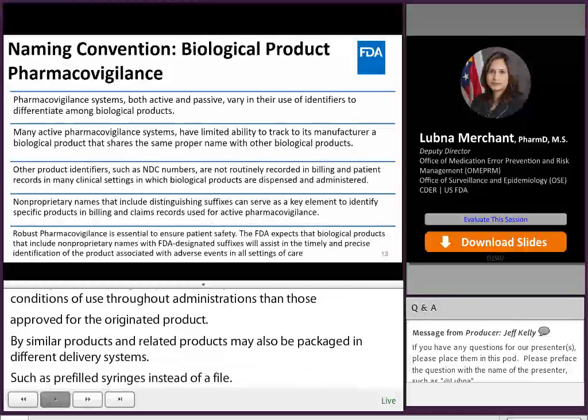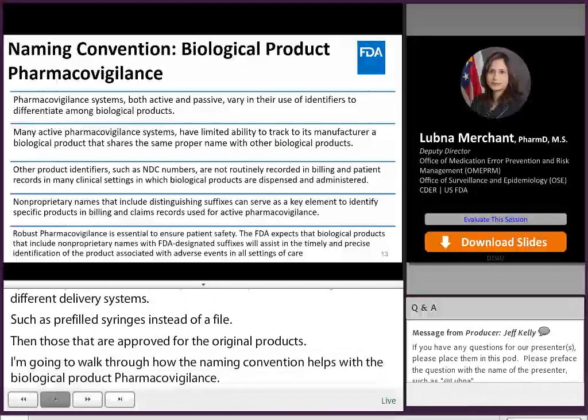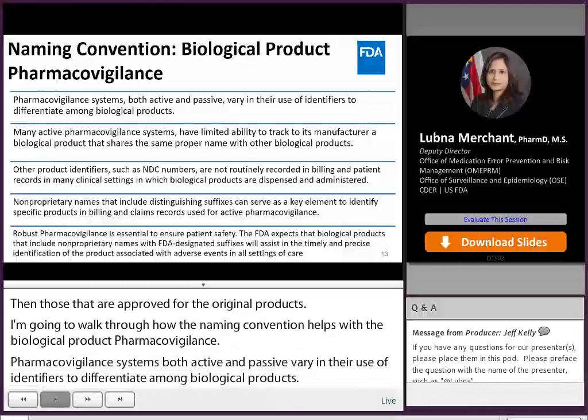Now I'm going to walk through how the naming convention helps with biological product pharmacovigilance. Pharmacovigilance systems, both active and passive, vary in their use of identifiers to differentiate among biological products. These identifiers used in an adverse event report may include a proprietary name, non-proprietary name, or a proper name, a manufacturer, an NDC or National Drug Code number, lot number, or billing codes.